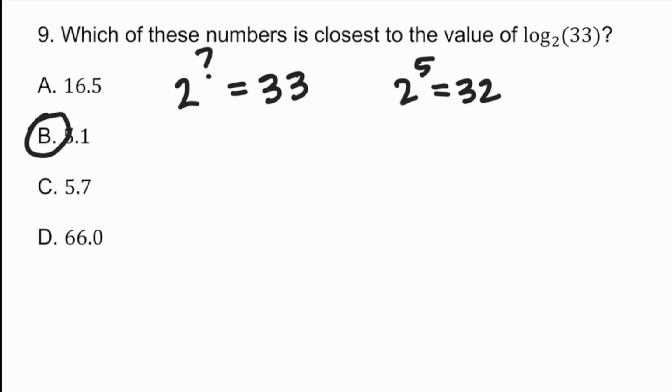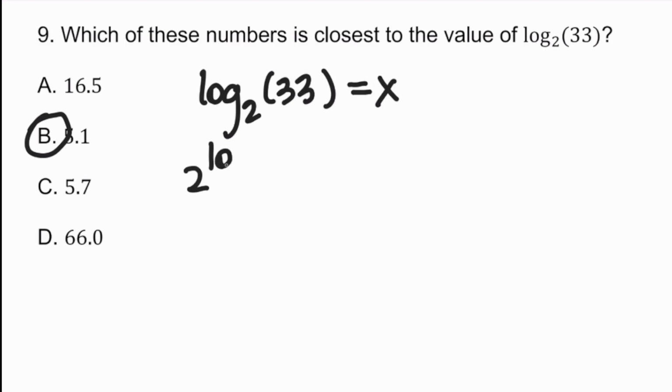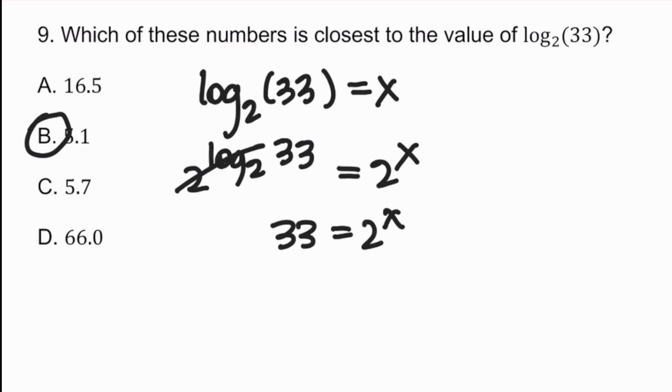But if you didn't completely internalize that mindset that I'm talking about here, where 2 to the what equals 33, what we could do is write ourselves an equation. Say that log base 2 of 33 is equal to x. I need you to know that logs and exponentials undo each other. So I would take 2 to both sides' power. So 2 to the log base 2 of 33 is equal to 2 to the x, and these things undo each other, so 33 equals 2 to the x, and then you're back in the same place. What exponent do I put on 2 to get 33? That's going to be something a little bit bigger than 5, which would be 5.1.